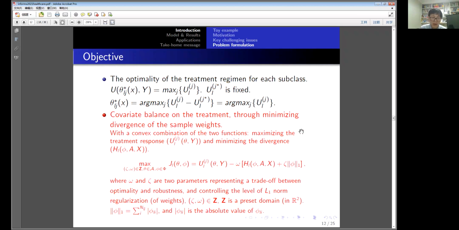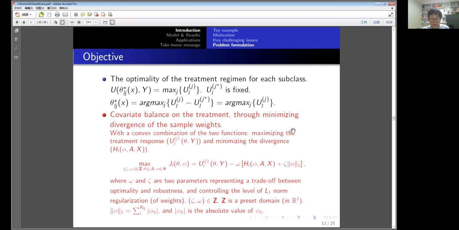There is a covariate balance on the treatment through minimizing divergence of the sample weights with a convex combination of the 2 functions, maximizing the treatment regimens and minimizing the divergence. That is, maximizing the J function, where omega and eta are 2 parameters representing a trade-off between optimality and robustness, and controlling the level of L1 norm regularization of weights. Eta and omega belong to Z.